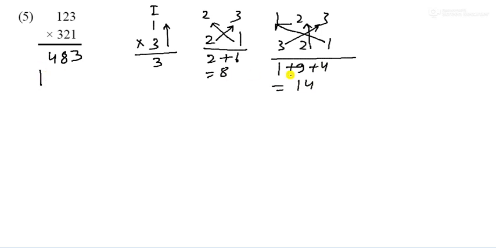Now third step, 1 2 3 and 3 2 1. So multiply like this. First of all you can multiply this one, and second one is 3 3s are 9, and third one is 2 2s are 4. So add them, it is 14. 14, that means 4 can carry out 1 here.